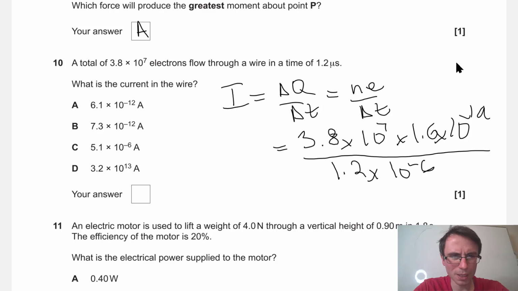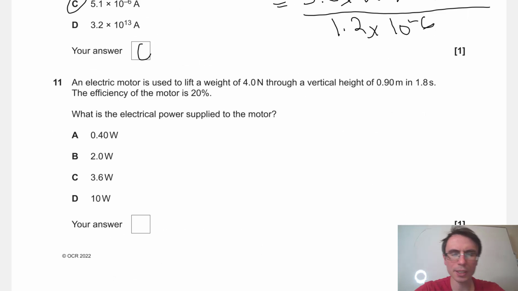And this here is going to give me a tiny current, around 5.1 times 10 to the power of minus 6. I'm going to go for correct answer C. Okay, 11. An electric motor is used to lift a weight of 4 newtons for a vertical height of 0.9 meters in 1.8 seconds. The efficiency of the motor is 20%. What is the electrical power supplied to the motor?